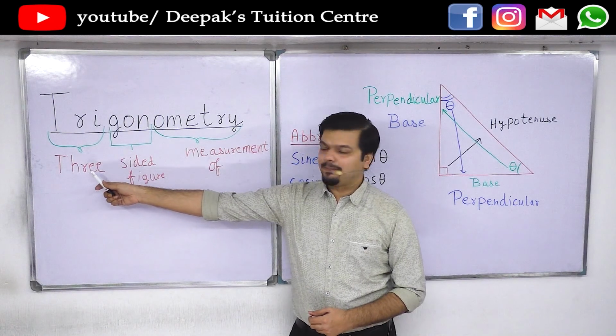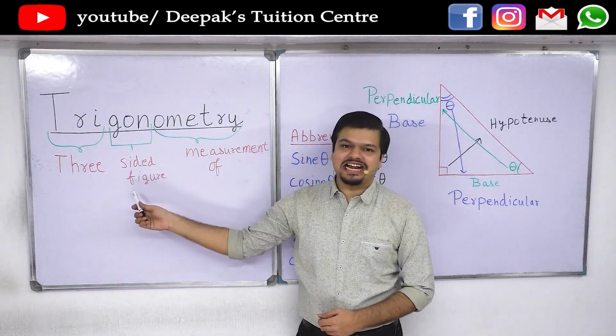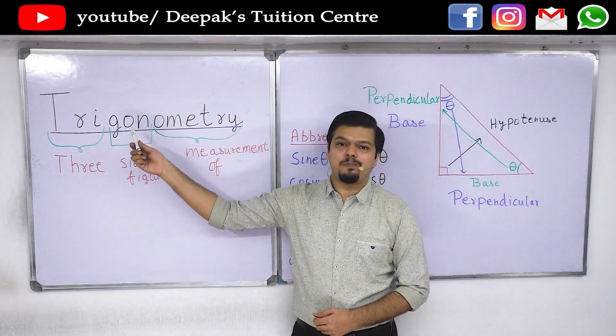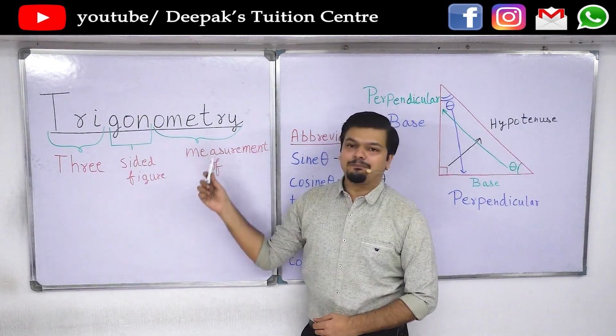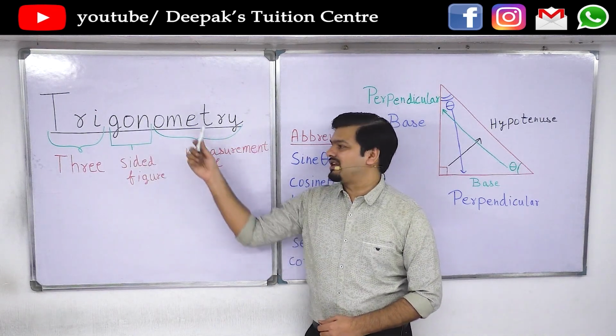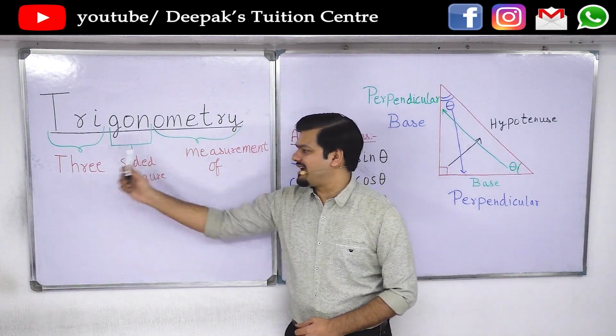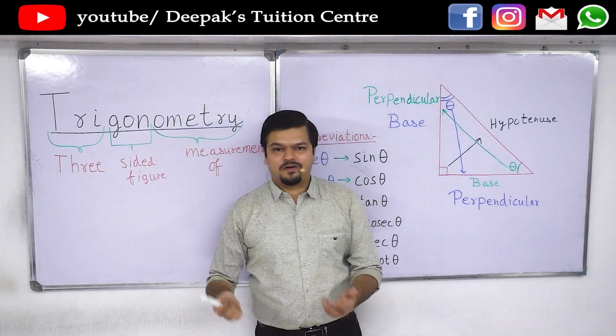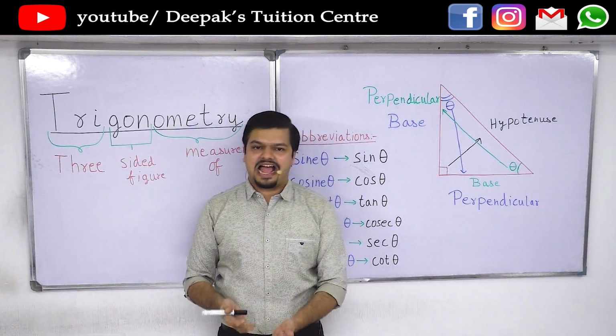Tri meaning three, gon meaning sided figure. This word we have used in the term polygon. And ometry meaning measurement of. So therefore, trigonometry means measurement of a three-sided figure. We obviously know a three-sided figure is a triangle.